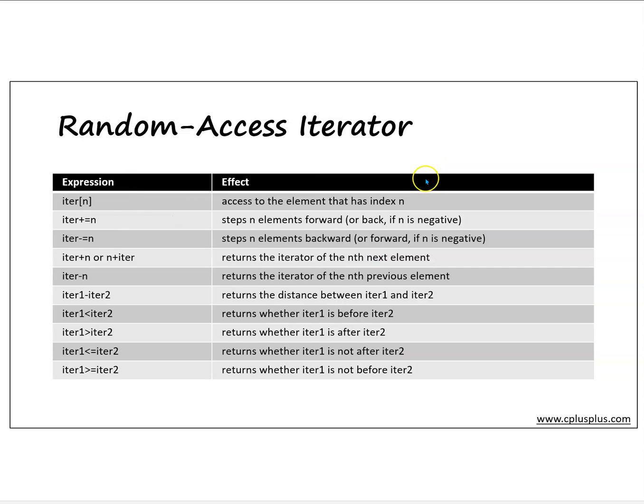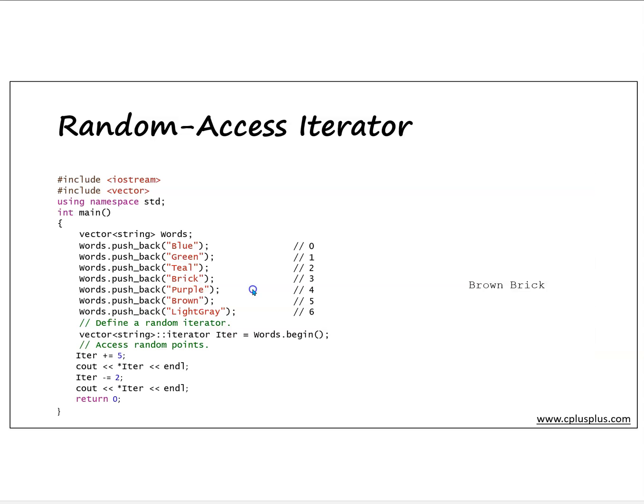And then we have the random access iterator. It lets us access an element at index n. We can move n forward, back. You can return the iterator at the nth next element, return the distance between iterator 1 and 2, return whether iterator 1 is before iterator 2 in the list, iterator 1 is after, and before or equal, or not, whether iterator 1 is not after iterator 2, and whether iterator 1 is not before iterator 2.